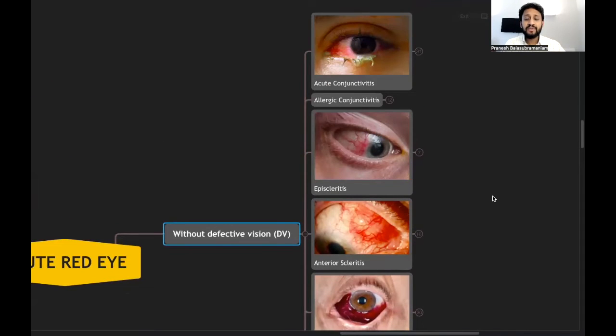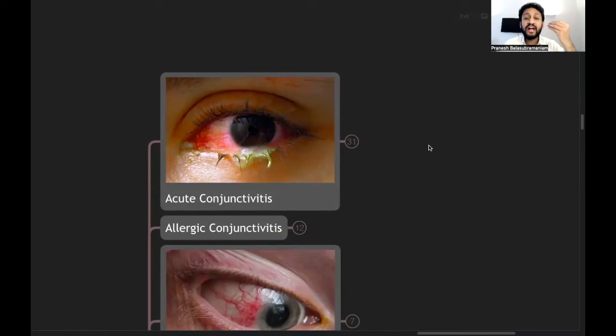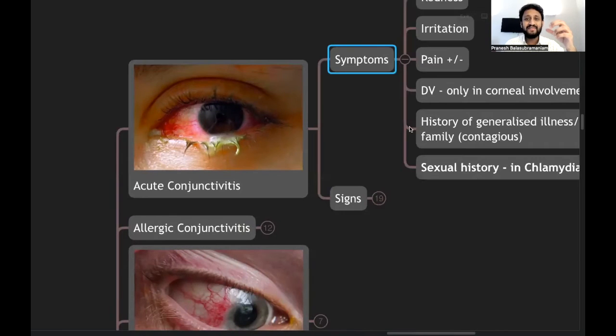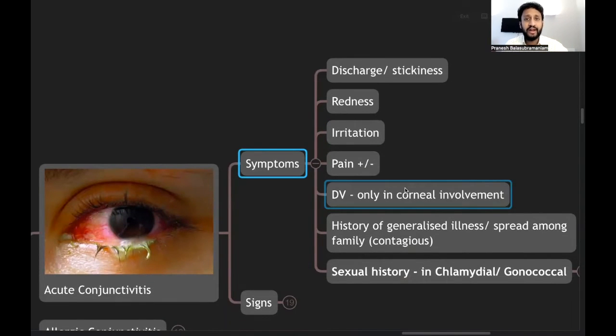So please note that all these conditions need not always present without any defective vision. There can be an associated blurring of vision, especially when they involve the cornea, or some part of the visual pathway from the cornea till the cortex; it can happen anywhere, and they can cause defective vision. Let's talk about the more important one, acute conjunctivitis. They present with symptoms such as discharge or stickiness, redness, irritation; pain may or may not be there. Like I said, only if the cornea gets involved. In case of keratoconjunctivitis, the patient can have defective vision.